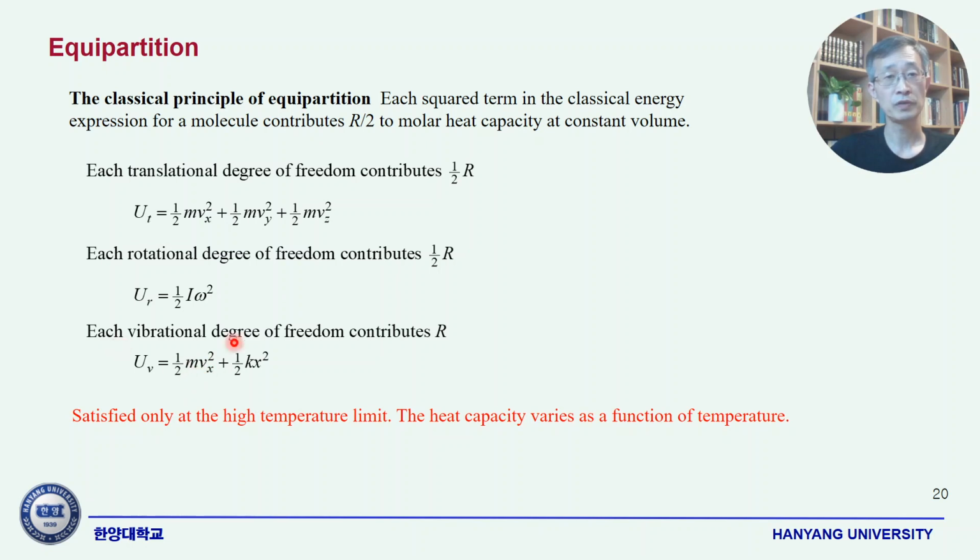For vibrational energy, or vibrational degrees of freedom, there are 2 terms, something like 1/2 kx² or 1/2 mv². So it has 2 terms, and each vibrational degree of freedom contributes R, so 2 times 1/2 R. These are a kind of decomposition of energies, kinetic energies or potential energies, and each 1/2 potential or kinetic square term contributes 1/2 R.